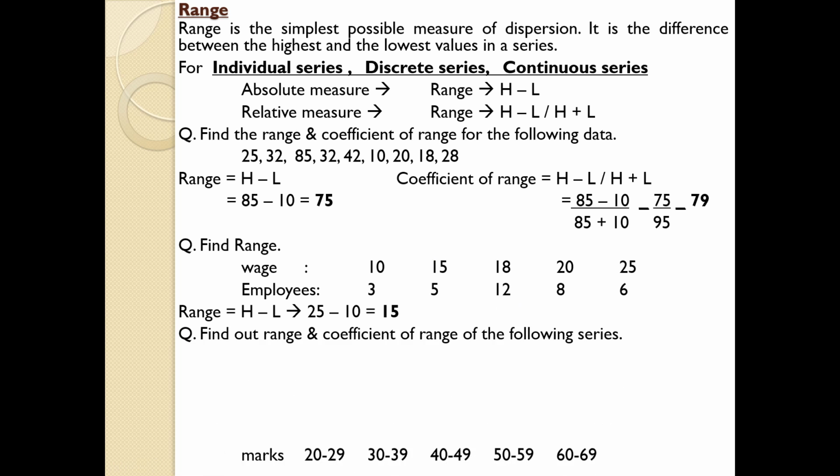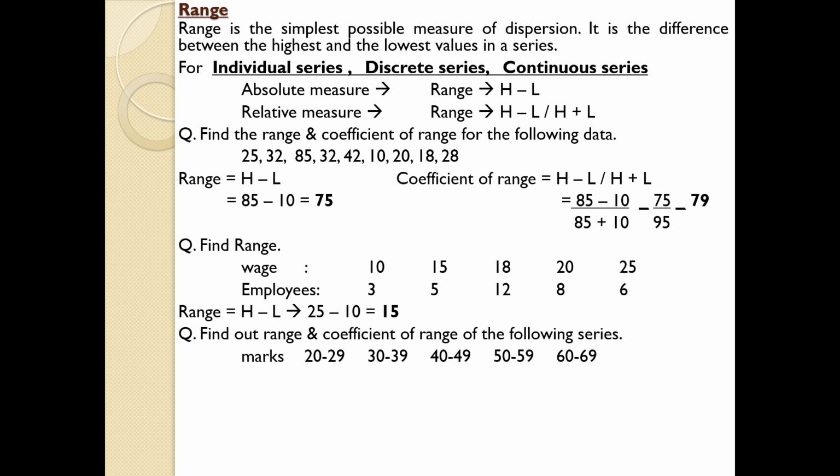And regarding this one, continuous series. See, in this question the series is not in a continuous form, because 20 to 29 and after 29 it is 30 to 39. So here there is no continuation between these two classes. Whenever you come across a question like this, you need to make the necessary changes in the classes so that there is continuation between each individual class.